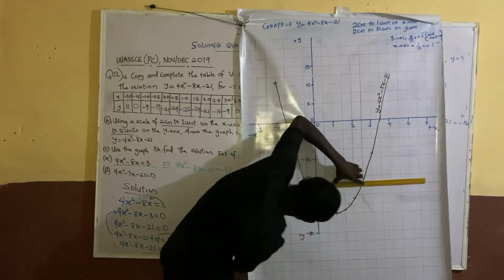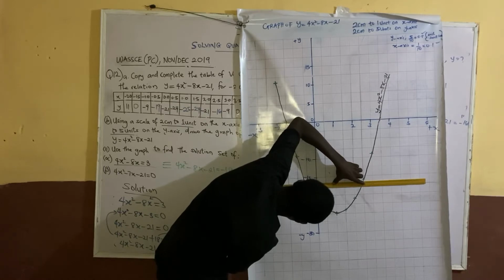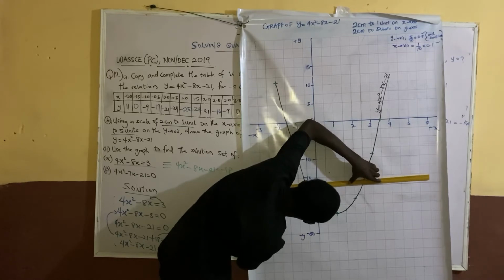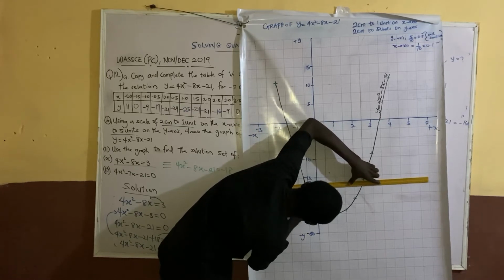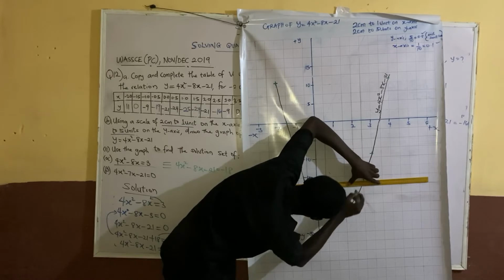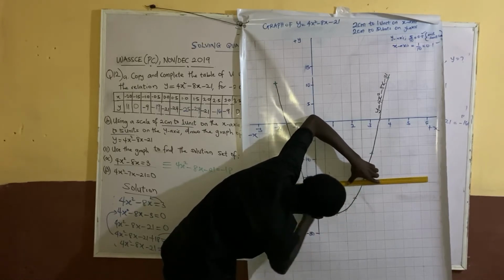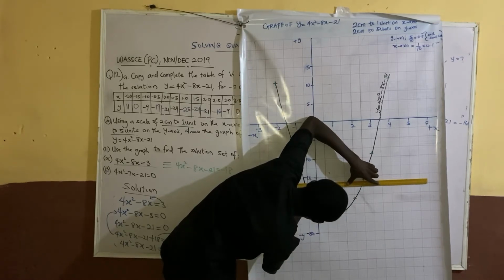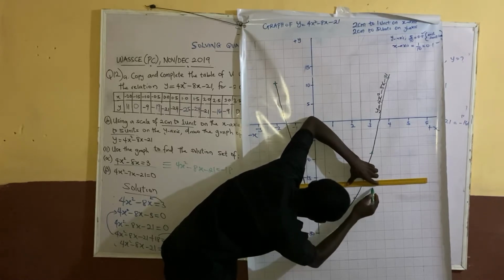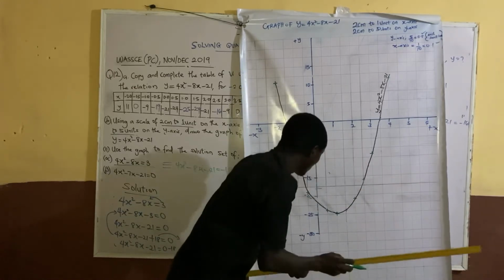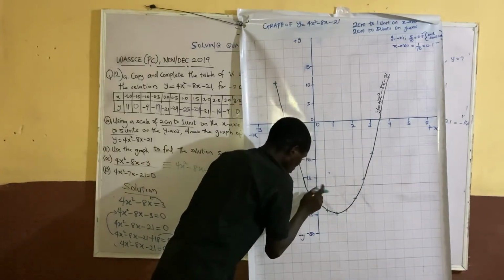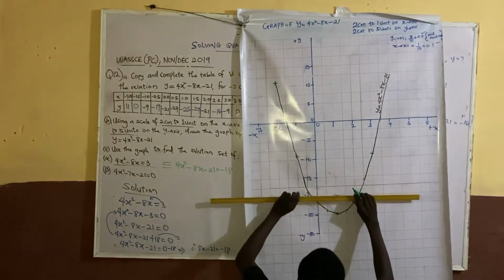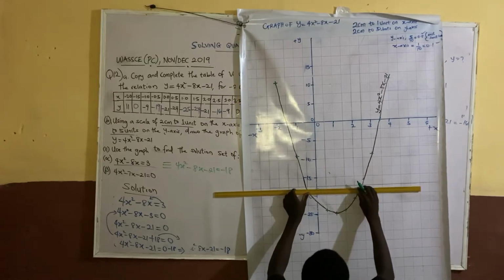Look at the line. Okay, this is the line. I want to draw on this 18 now. Let's draw a line on this 18.